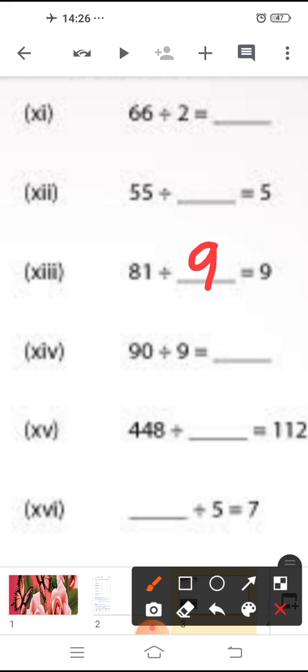90 divided by 9, what will that give you? That will give you 10.